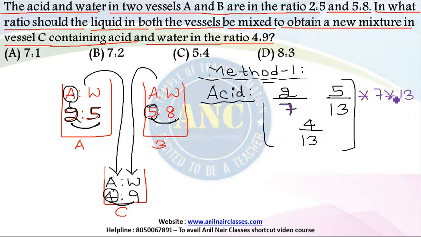If I multiply by both 7 and 13, 2 by 7 into 7, the 7 will cancel and you are left with multiplying 2 only with 13. So it is nothing but 2 into 13. It is 26.